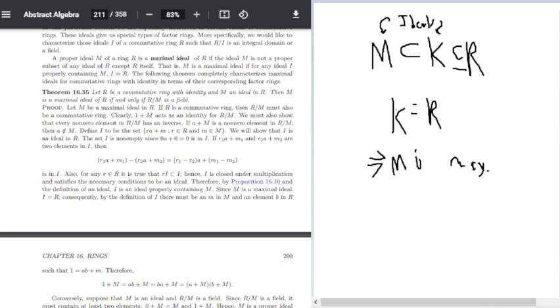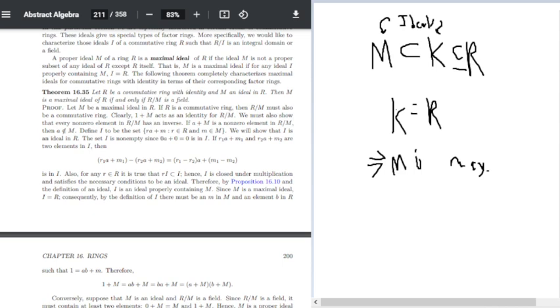The set I is non-empty since 0A + 0 = 0 is in I. If r1a + m1 and r2a + m2 are two elements in I, then (r1a + m1) - (r2a + m2) = (r1 - r2)a + (m1 - m2) is in I. Also, for any r in R, it is true that rI is a subset of I. Hence, I is closed under multiplication and satisfies the necessary conditions to be an ideal.